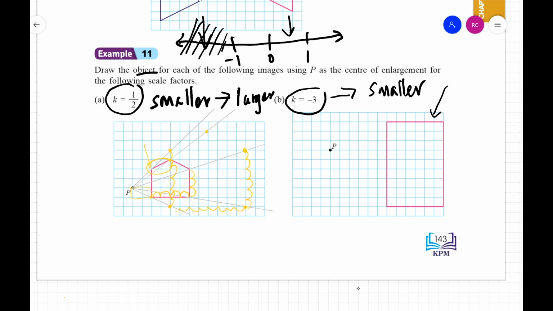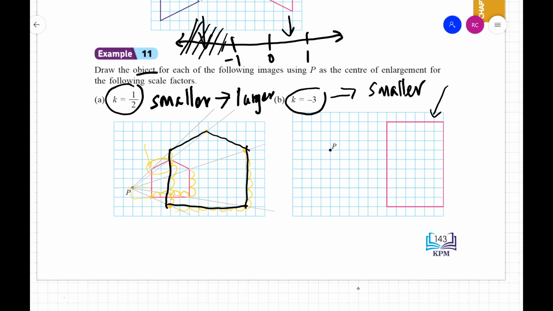After that, what you need to do is join them up using your ruler. Don't do like me because I need to make it fast to let you see. Just join up all the vertices together. Okay, so that is how to get the object.